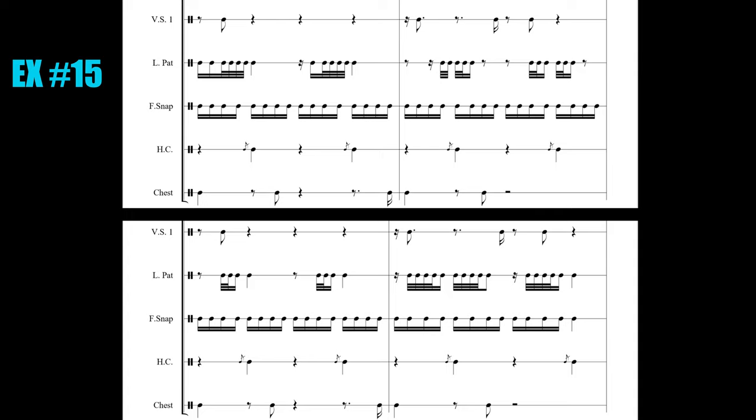Hand claps are continuing those solid accents on 2 and 4. Finger snaps are switching to 16th notes. Leg pats are continuing the same rhythm from the last example. And now we're adding a new sound, a vocal sound, a tongue click. Ready?